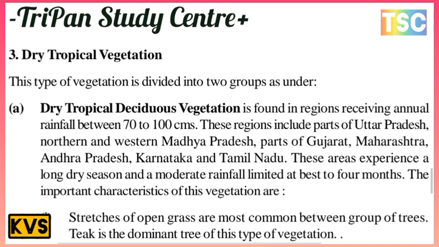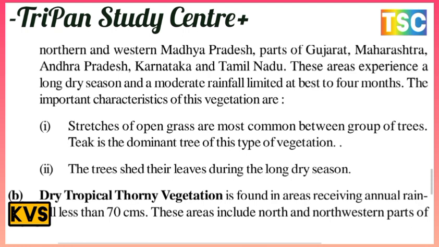And the important characteristics of this vegetation are these. What are the characteristics? The first characteristic: patches of open grass are most common between groups of trees, and teak is the dominant tree of this type of vegetation. And next, the trees shed their leaves during the long dry season.